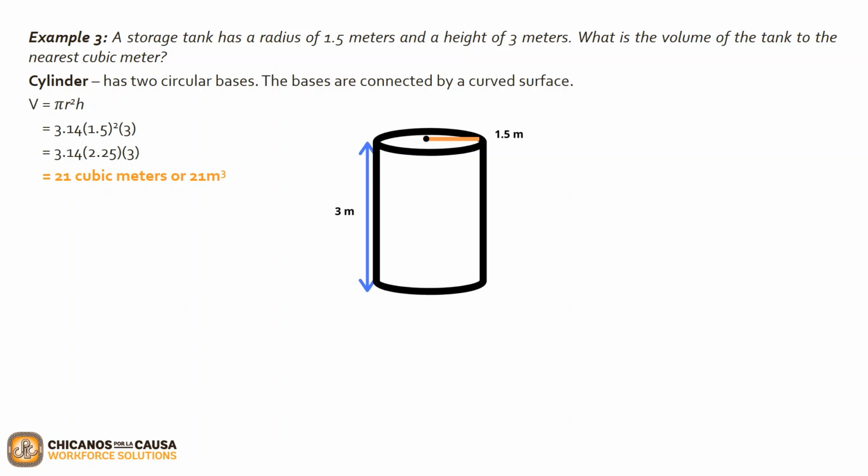Remember, with the previous lessons, we learned that pi equals 3.14. So it's going to be 3.14 times the radius squared. In this case, it's 1.5 squared times the height, which is 3. When we calculate that, we're going to simplify it even more. So the 1.5 squared is 2.25, and when you simplify it, you get 21 cubic meters. So therefore, the volume for the tank is 21 cubic meters.